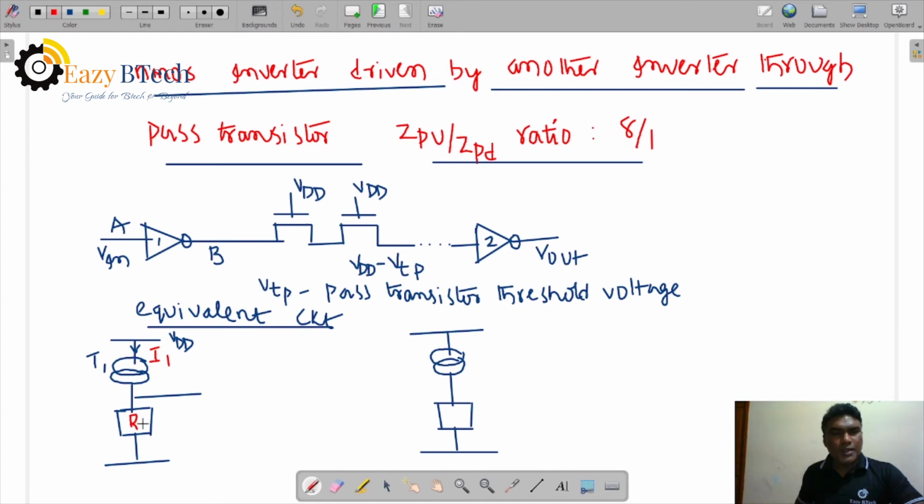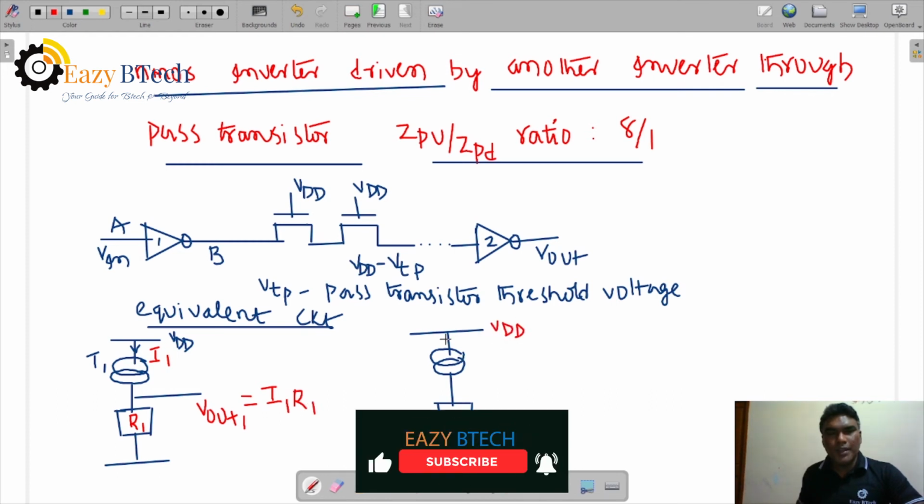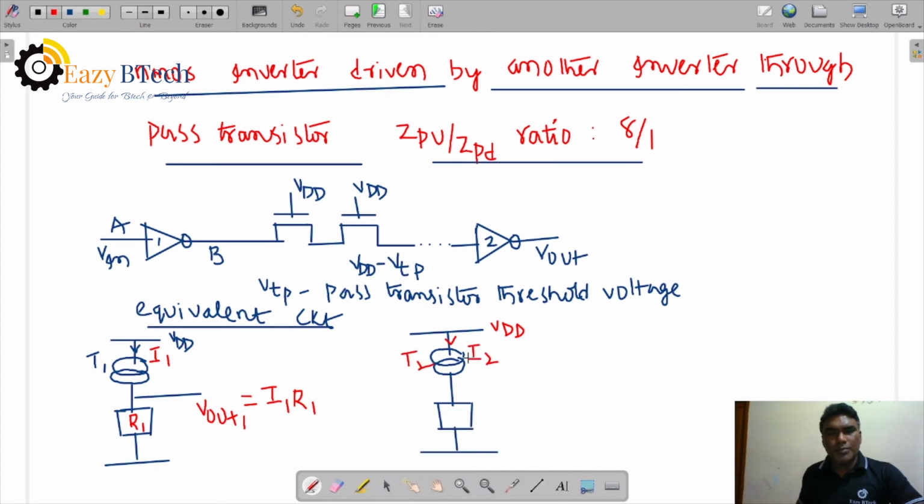So the enhancement transistor is in the resistive region. So output 1 is equal to the output voltage, the product of current and resistance. Current is from the depletion mode transistor. R1 is the resistive region transistor, the enhancement mode transistor. I1 is a current source, the current through this depletion mode transistor. R1 is the resistive region. I1 into R1. Here also the input is VDD and transistor T2, the second inverter, and the current through this depletion mode transistor is I2, and R2 is the resistive region.